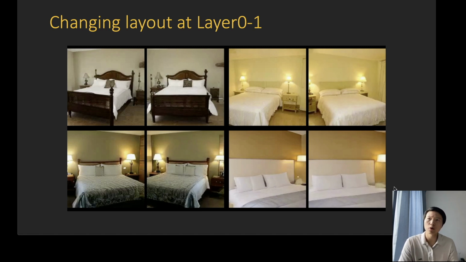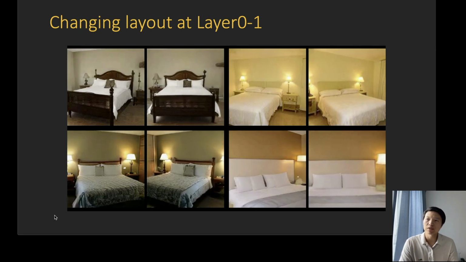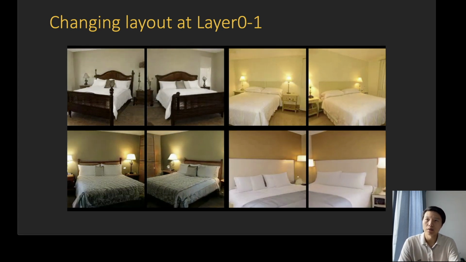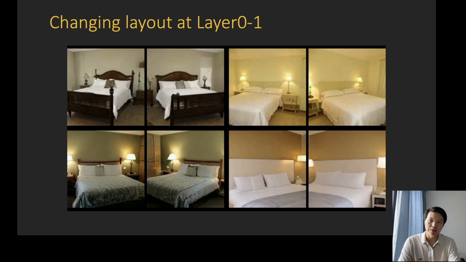So here we control the layout as layer 0 and layer 1. Basically, after we have the samples, we can just change the latent codes at layer 0 and layer 1. Then we can rotate the layout of the scenes.